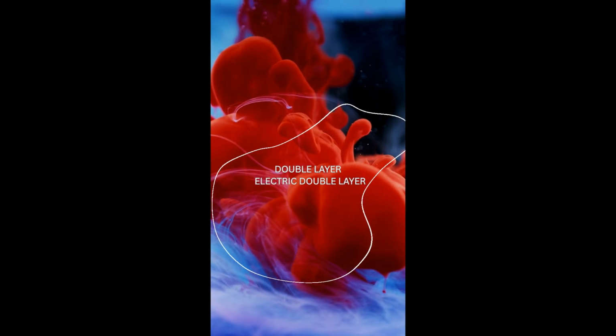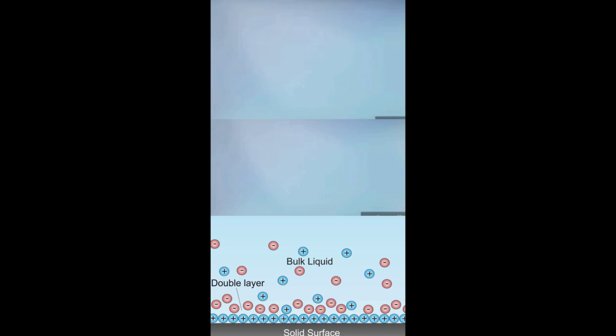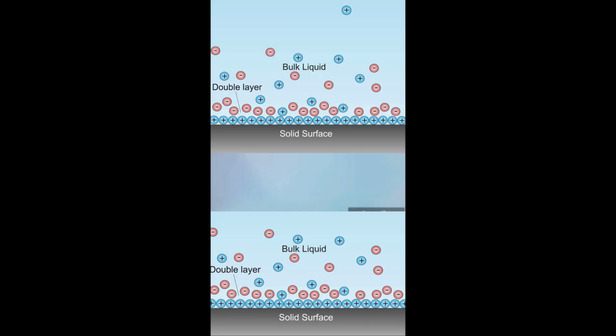Double layer, or electrical double layer. In surface science, a double layer (DL), also called an electrical double layer (EDL), is a structure that appears on the surface of an object when it is exposed to a fluid. The object might be a solid particle, a gas bubble, a liquid droplet, or a porous body.